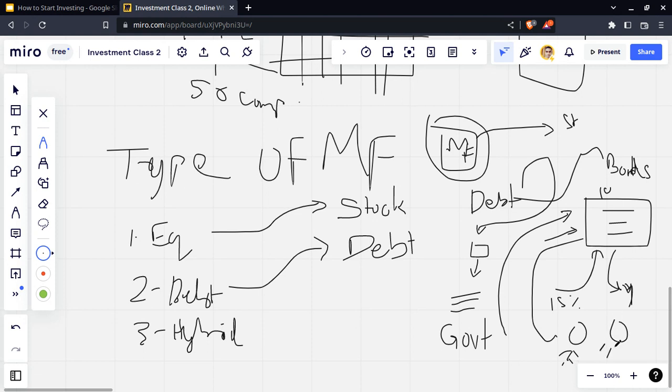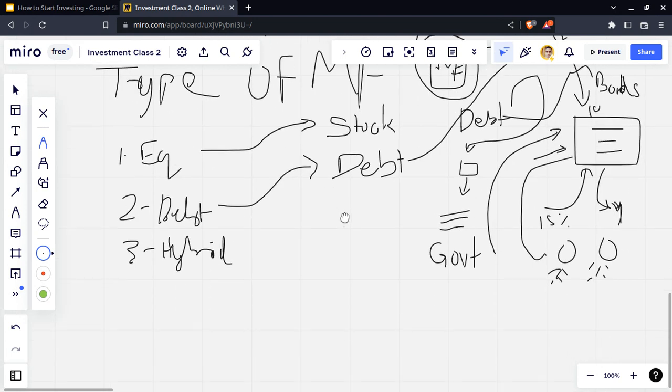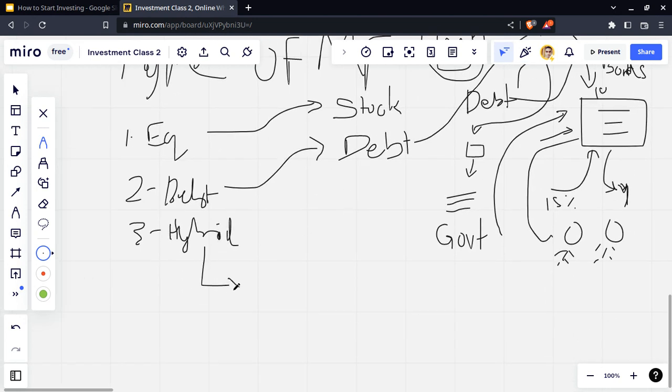We can invest in the bonds and the government will keep on paying us interest. Either it will be yearly or monthly interest, or it will give the entire money at maturity. So government issues bonds, companies issue bonds, and those mutual funds which invest in these bonds are known as debt mutual funds. Now, what is a hybrid mutual fund? Hybrid mutual funds invest in equities as well as in debt. There will be a certain percentage that they invest in debt and a certain percentage that goes to equity.